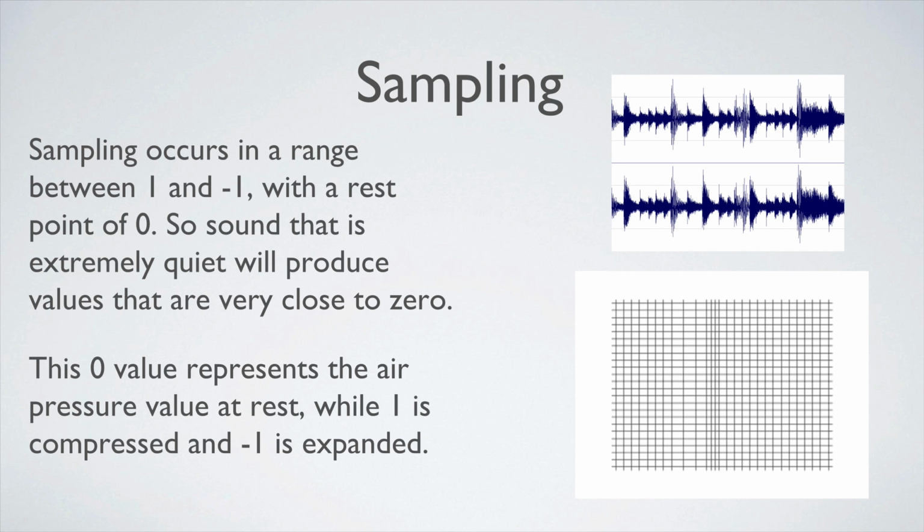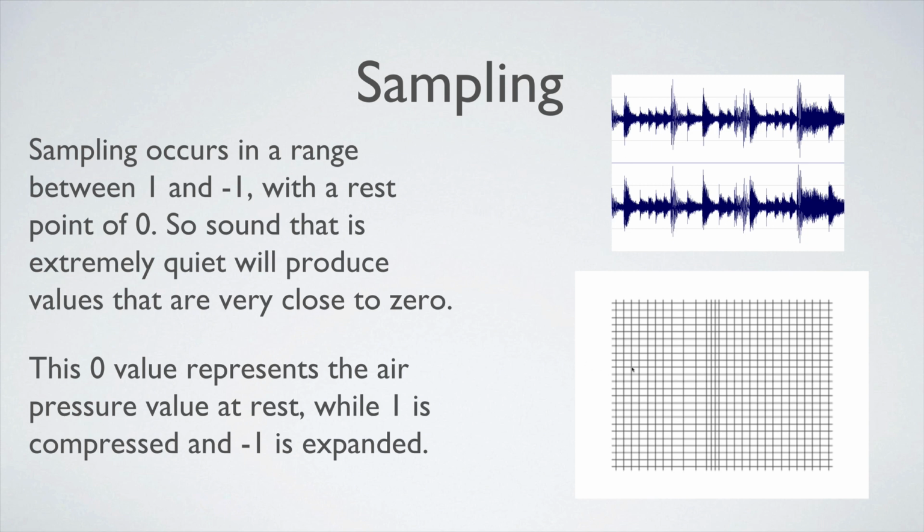Sampling or measurement of sound occurs in usually a nominal range of between 1 and -1. So if you measure upwards, you have to measure increases in sound pressures. You have to measure similar decreases in sound pressures. And the rest point of no sound is 0. It's the air pressure. So sound that is extremely quiet will produce values that are very close to 0, and loud sound will be a big value up to 1 and also down to -1 as well. So you move around that center value.